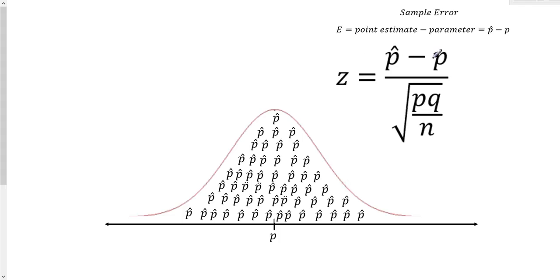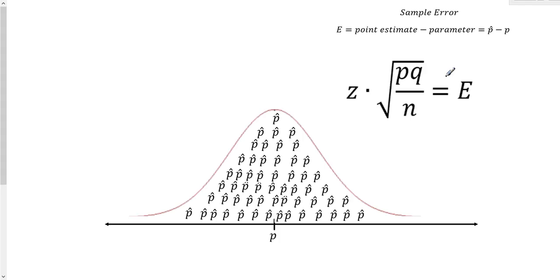All right. So I'm just going to change the numerator here from p hat minus p to E, the margin of error. And then I'm going to multiply both sides by the radical here, the square root of pq over n, to get this formula. This is my margin of error.